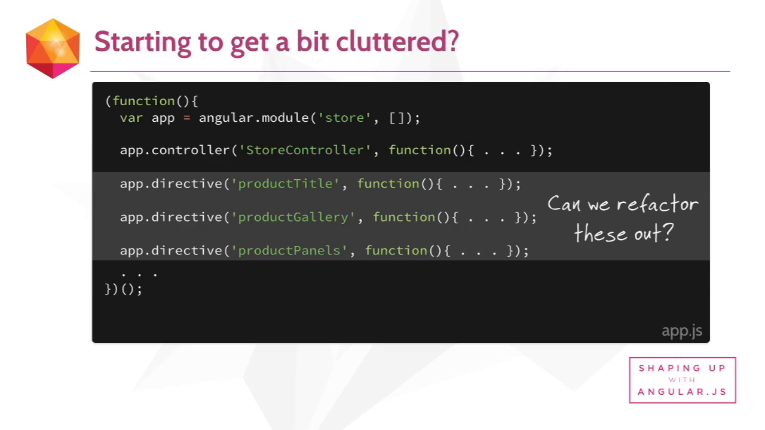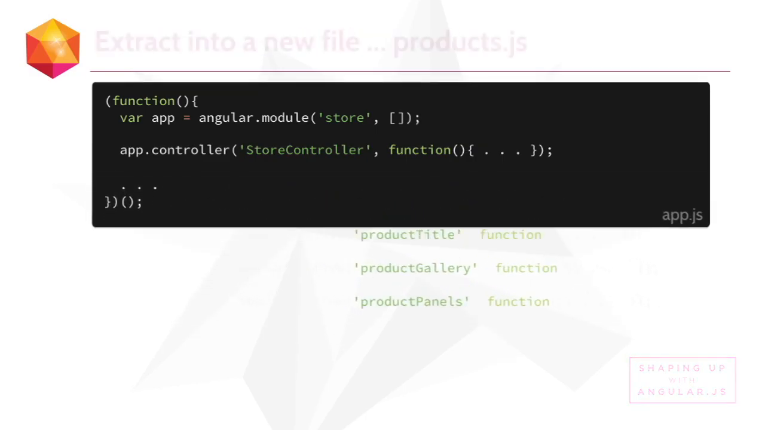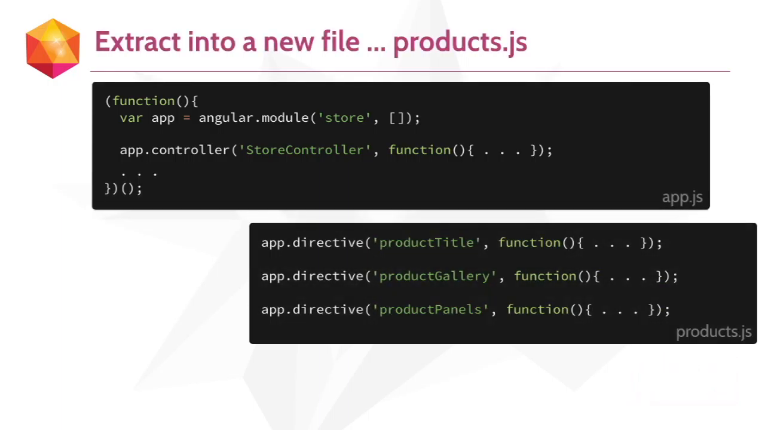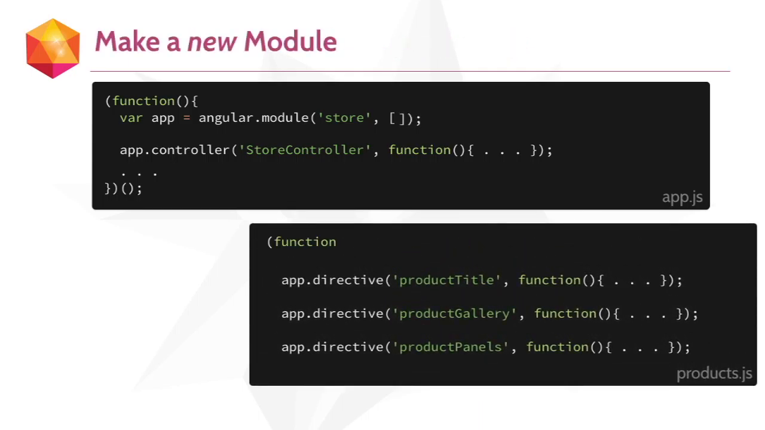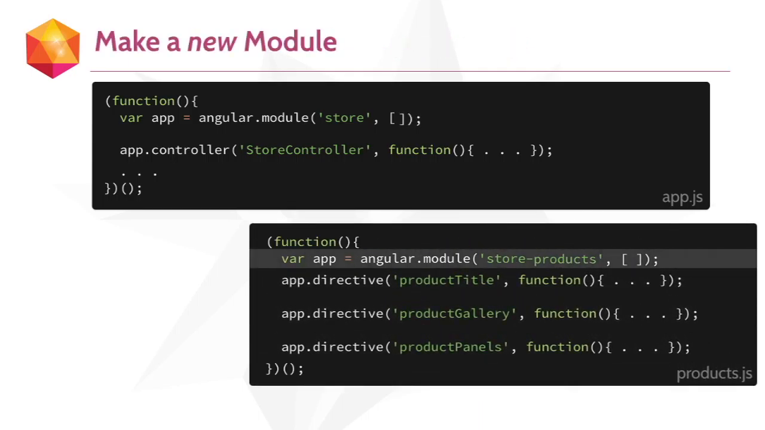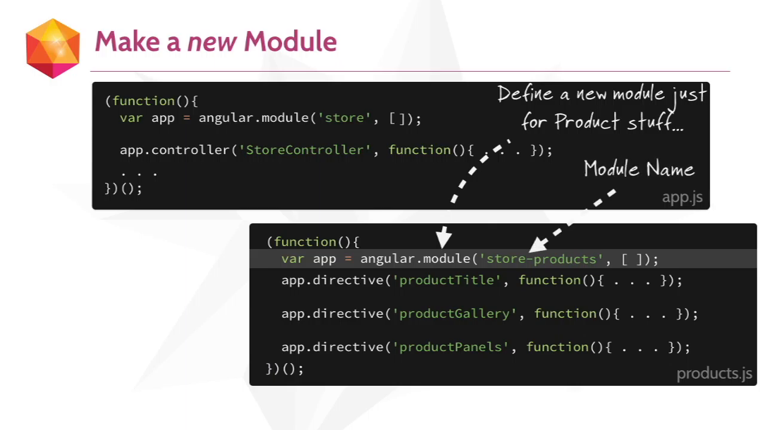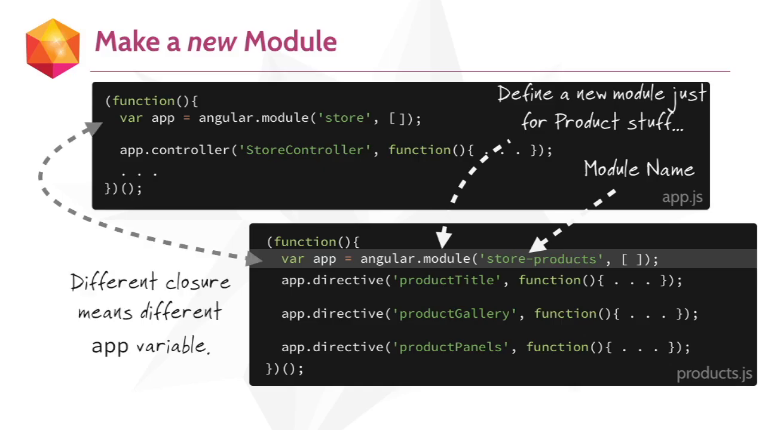The first step here is to pull out, let's say, all of our product-related directives into the products.js file. Here, we're going to wrap it in its own closure and then define app equals angular.module, declaring a new module just for product things, and then specify the module name of store-products. There's nothing magical about the module name here. We just decided to call it store-products because it's the products which belong to the store.